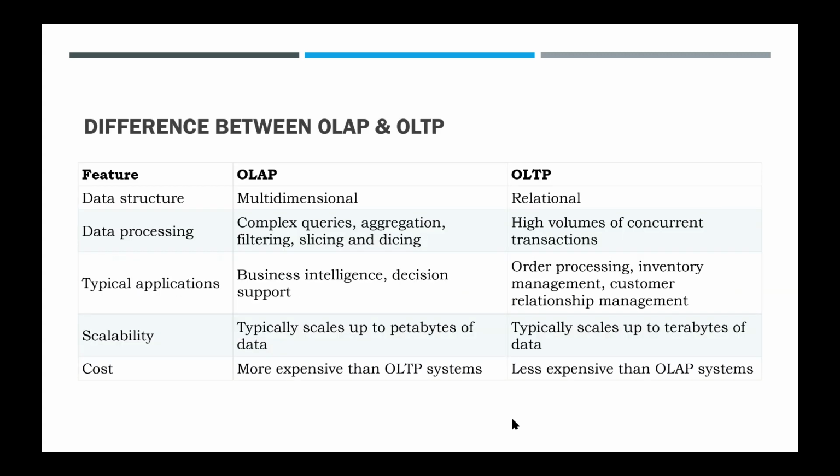Now coming to the difference between OLAP and OLTP, the features are data structures, data processing, typical applications, scalability, and cost. In OLAP, the data is stored in a multidimensional structure, whereas in OLTP it is a relational database. OLAP processing involves complex queries, aggregation, filtering, slicing, and dicing, whereas OLTP has a high volume of concurrent transactions. Typical applications: business intelligence and decision support for OLAP; order processing, inventory management, and customer relationship management, CRM, for OLTP. Coming to scalability, OLAP typically scales up to petabytes, that is, we store a large amount of data, whereas OLTP stores up to terabytes of data for transactional processing.